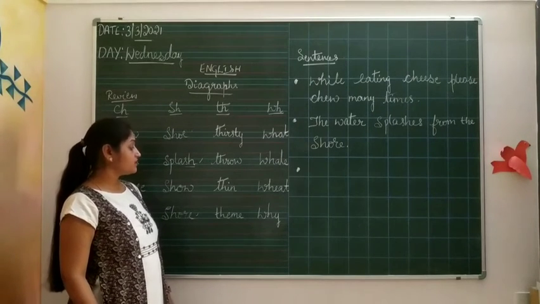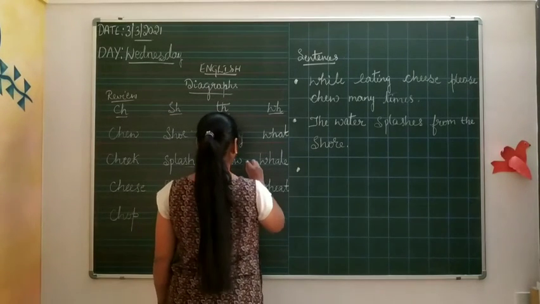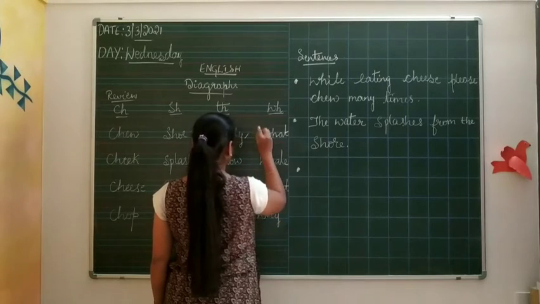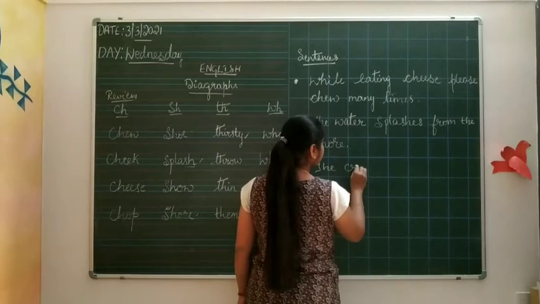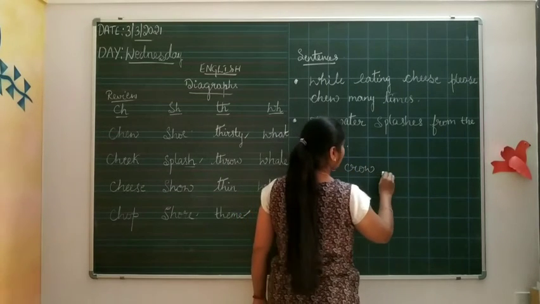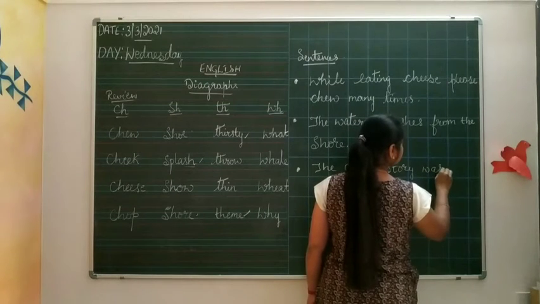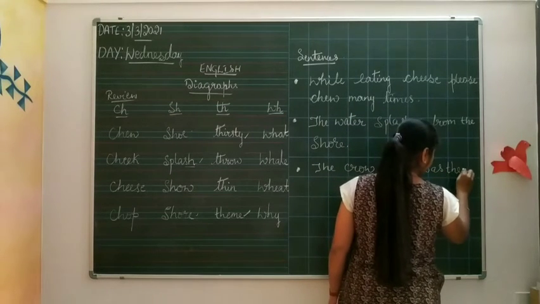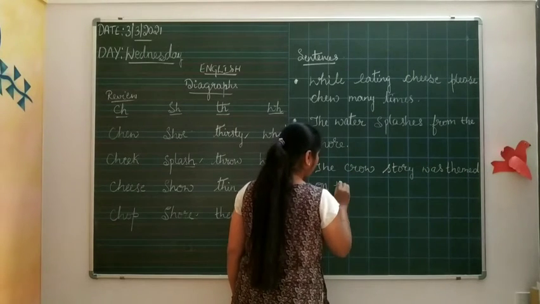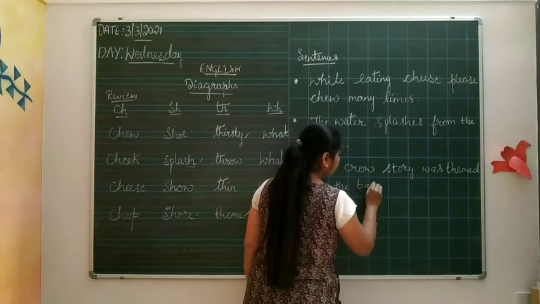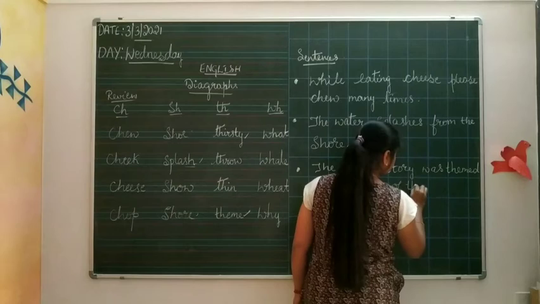Thirsty, throw, thin and theme. I'll take theme and thirsty. The crow story was themed on the basis of thirsty.